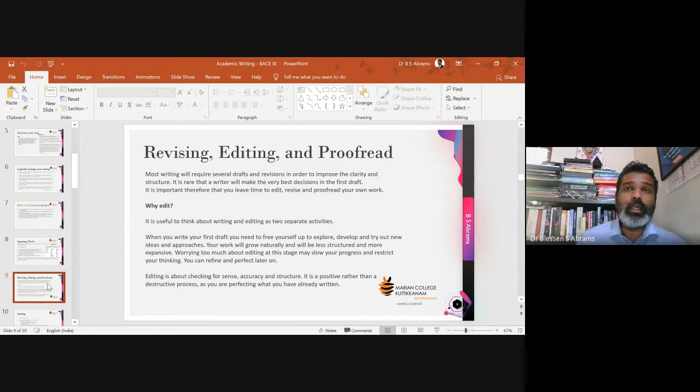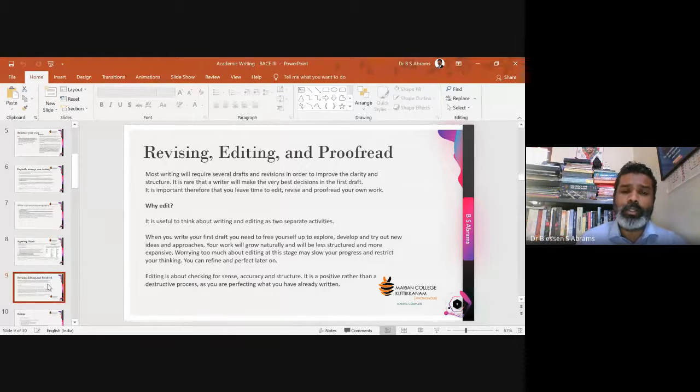So if you're writing an academic essay, don't always go for the best draft or the best work within one sitting. You have to write, read, revise, edit, proofread, final draft, send. A lot of procedure is there, a lot of painstaking effort, otherwise you will have to face a lot of issues later. No writer will make the best decisions in the first draft. It's important, therefore, that you leave time to edit, revise, and proofread your own work. But for an exam, it's not possible. I know that. But for your assignments and tasks other than your exams, for essays, you can edit, revise, and proofread your own work.